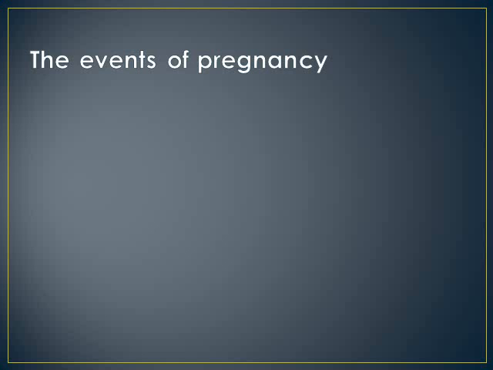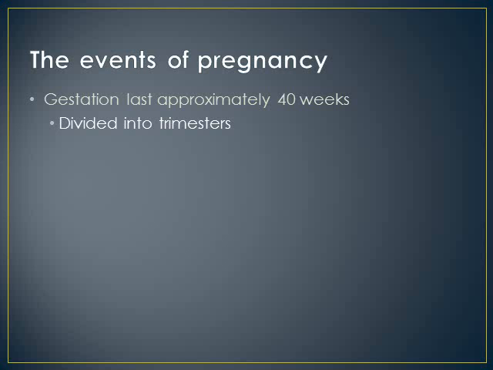Start off this segment by talking about the events of pregnancy. So what happens? Pregnancy or gestation lasts approximately 40 weeks for humans, and this varies among animals. This 40 weeks is really divided into trimesters. So you might hear a woman's in her first trimester, her second trimester, or her third trimester. That's just a division of these 40 weeks.